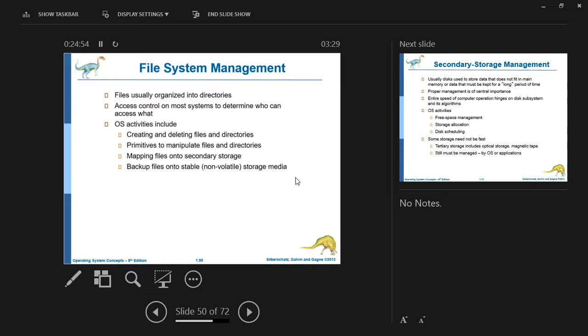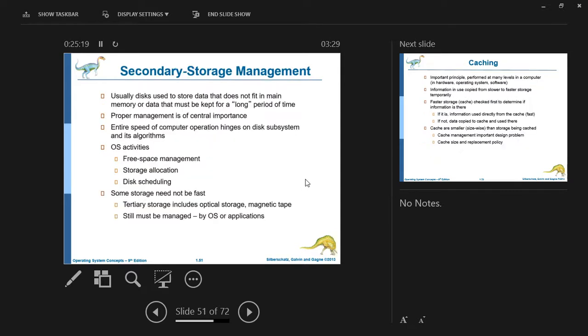Files are usually organized into directories. Access control on most systems, which determines who can access what, is going to be maintained here as part of file system management. OS activities that are part of file system management are creating and deleting files and directories, primitives to manipulate the files and directories, mapping files onto secondary storage, and backing up files onto stable, non-volatile storage media.